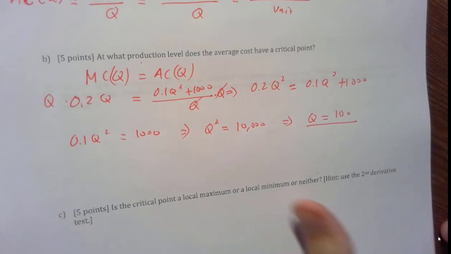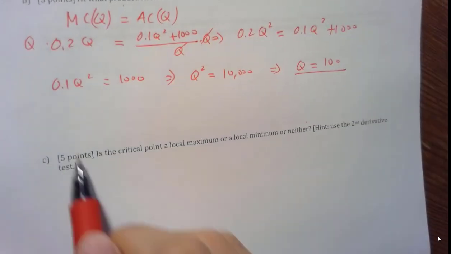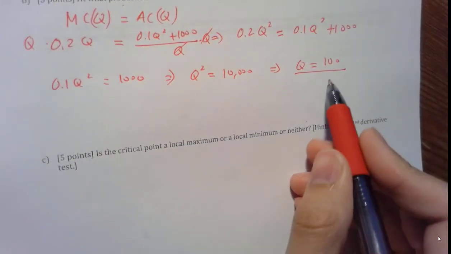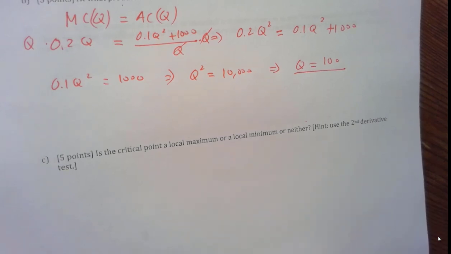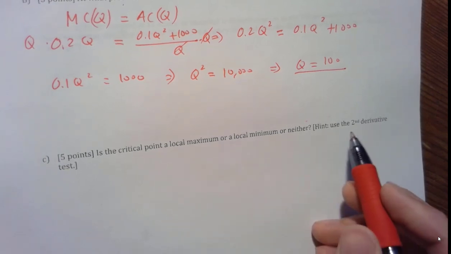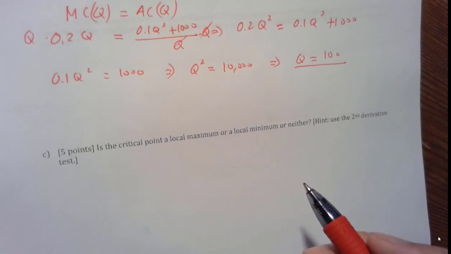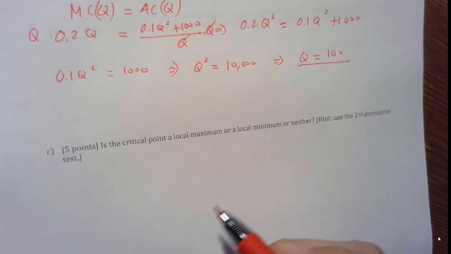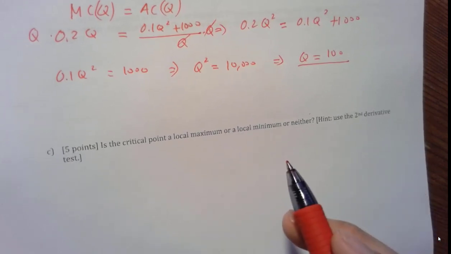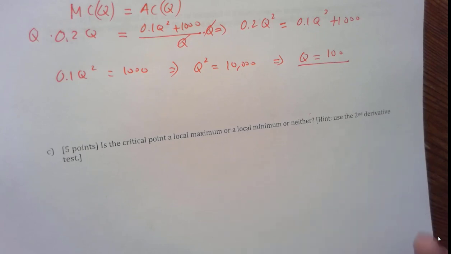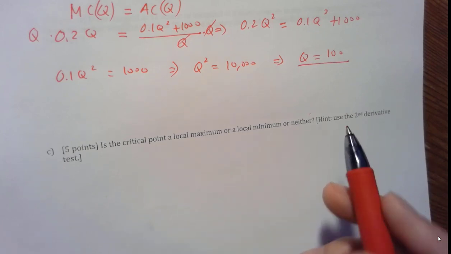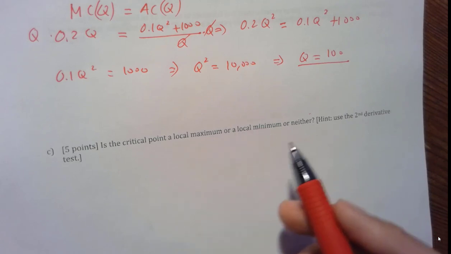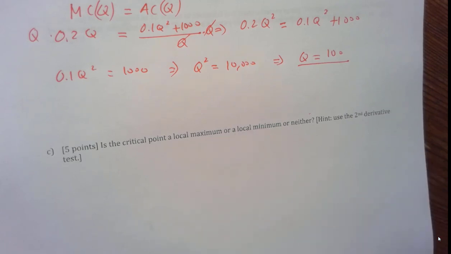Now, the last question they ask you is whether the critical point that we found here is a local max, a local min, or neither. The hint is using the second derivative test, so that's easy. If we have the critical point, then we can use the second derivative test by plugging it into the second derivative and seeing if the result is positive or negative.